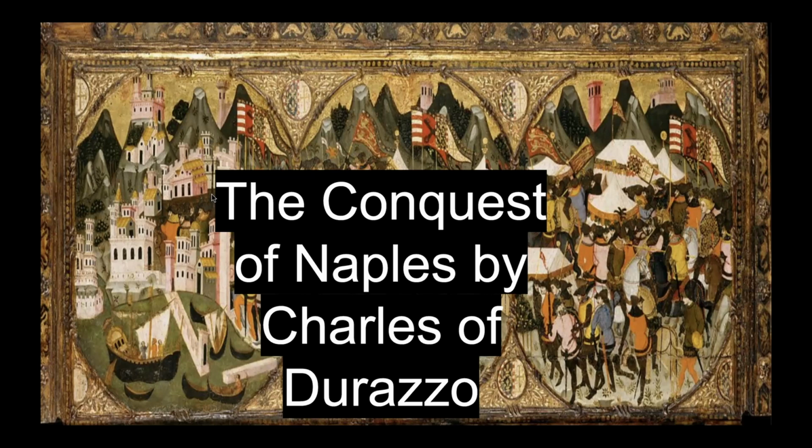The size, often part of a larger historical or narrative cycle, but it varies based on the version of the painting you're talking about. The painting depicts Charles of Durazzo's triumphant entry into Naples around 1381 after deposing Queen Joanna I of Naples. It reflects themes of conquest, power transfer, and dynastic legitimacy in medieval southern Italy.